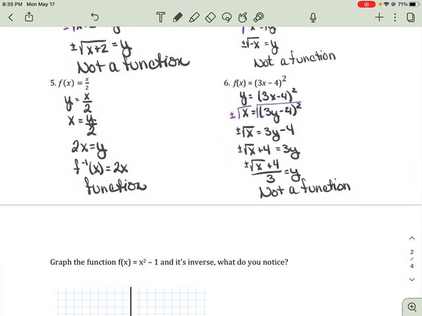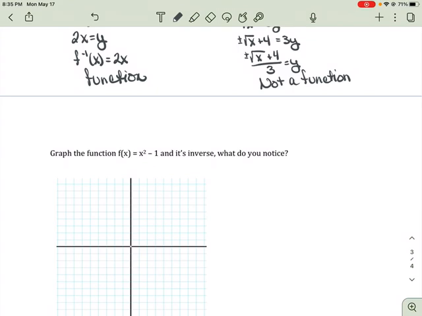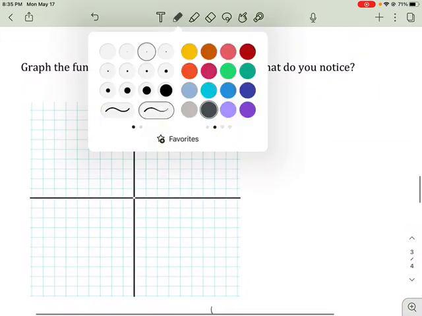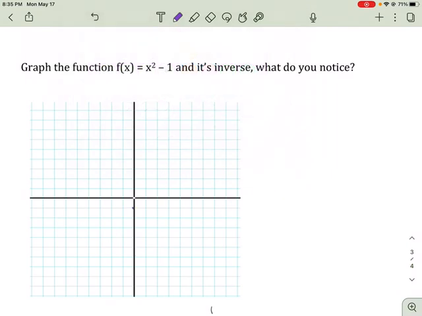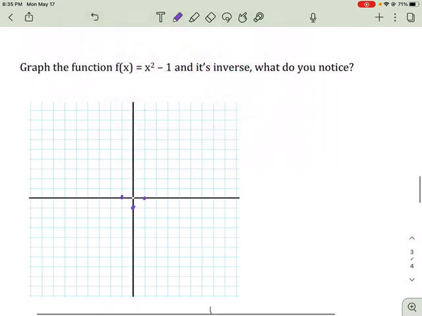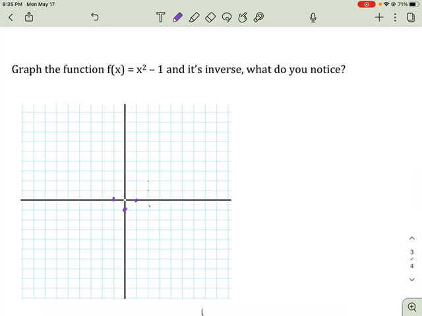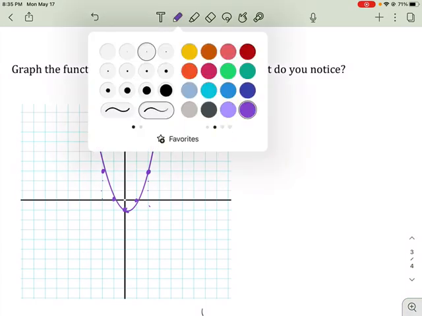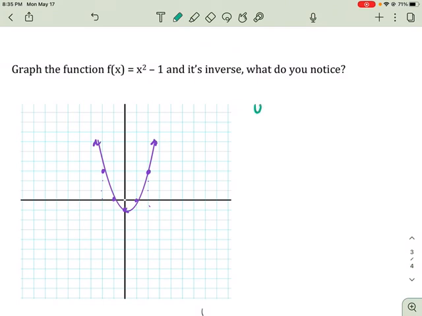Now there are some things that we're going to notice about the graphs of the inverse and its original. So here's the graph of x squared minus 1, over 2. So there's the graph. Let's see if I can get it. That's pretty close. There we go. So here's my graph. Now, the inverse, I'm going to do that in funky green color.